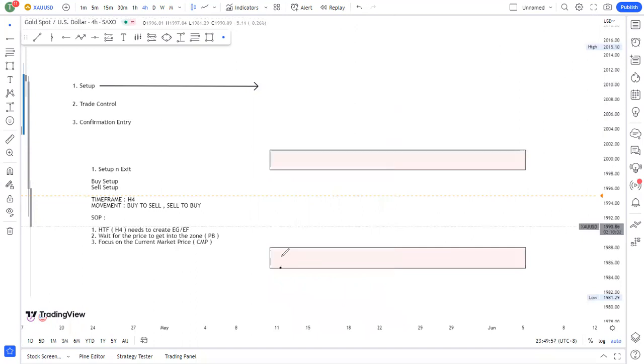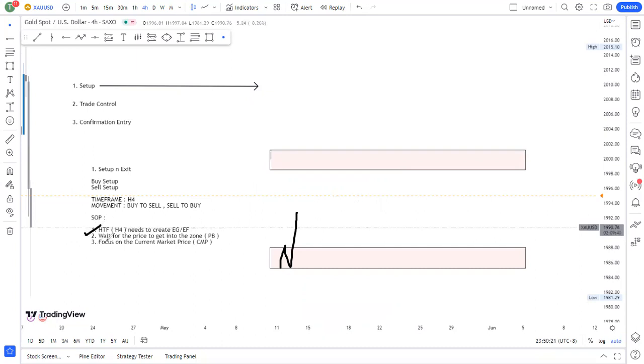The first SOP, the higher time frame needs to create an EG or an EF. Right now we are talking about buy setup, so we need the buy engulfing, no matter whether it's engulfing buy or engulfing fail buy. The first SOP, we're done with it.